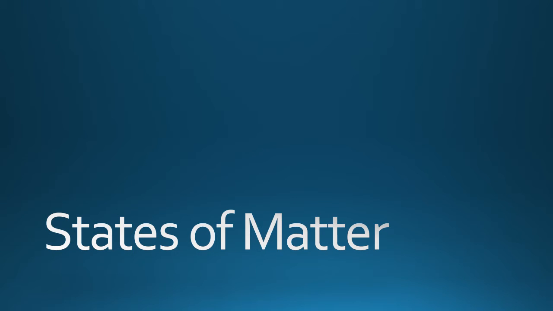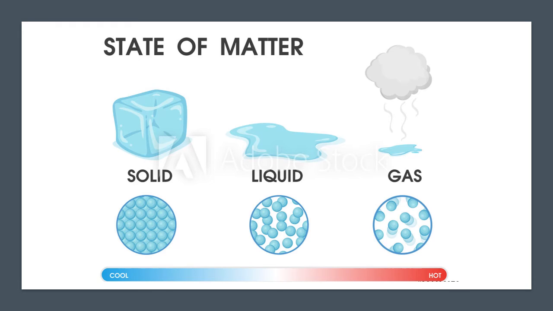States of matter. In this course, we're going to study three main states of matter: solid, liquid, and gas. In the solid state, the molecules and atoms are closely packed together, creating rigidity in the object. In the liquid state, there's some space between the atoms and molecules. This allows the liquid to be poured and to take the shape of whatever vessel it's in.